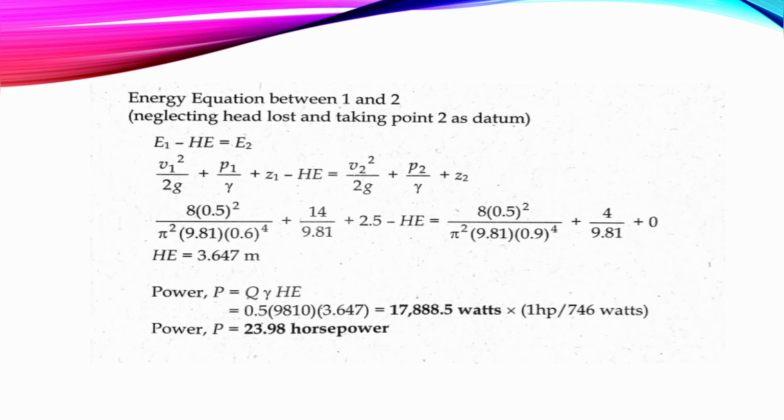which is total head at section 1 minus HE equals to the total head at section 2, which is the velocity head at section 1 plus pressure head at section 1 plus the elevation head at section 1 minus HE equals to velocity head at section 2 plus pressure head at section 2 plus the elevation head at section 2.